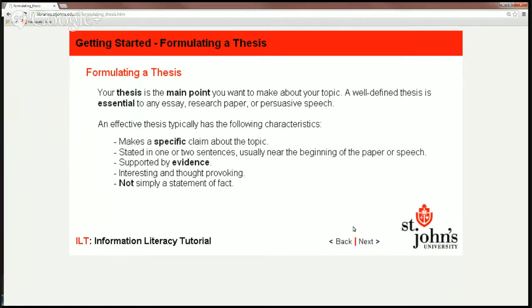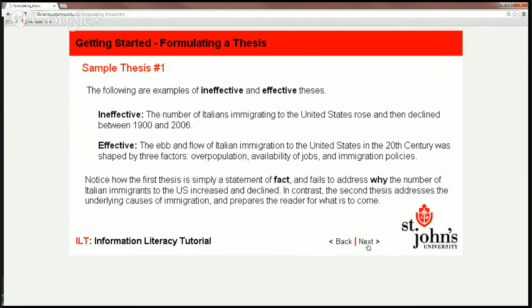You need to be able to state it in 1 or 2 sentences, okay? You need to have it supported by evidence, and it's not simply a statement of fact. So the number of African immigrants to South Africa has increased. That is a statement of fact and is not an argument, okay? Again, the why, where, how, those are the kinds of things that will turn that into an argument or a thesis. So here are some examples of ineffective and effective theses.